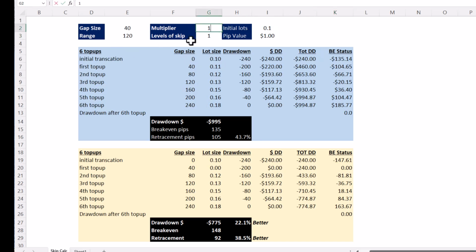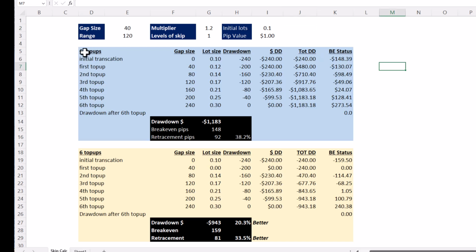What happens if we make it 1.2? Then let's see what happens to the retracement. Oh, the retracement drops. So that's how you start developing a feel of the sensitivities between these major settings, which is the gap size, the multiplier, the skip level, and the initial lots. For instance, you could change the initial lots too, and then see the impact of that. So this is a pretty handy tool to have.